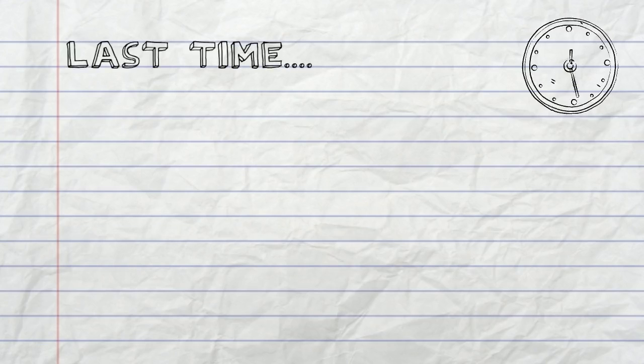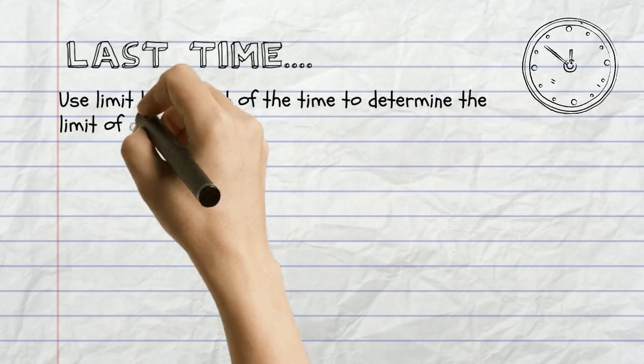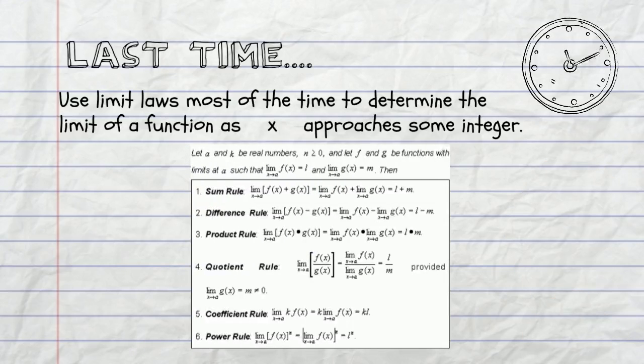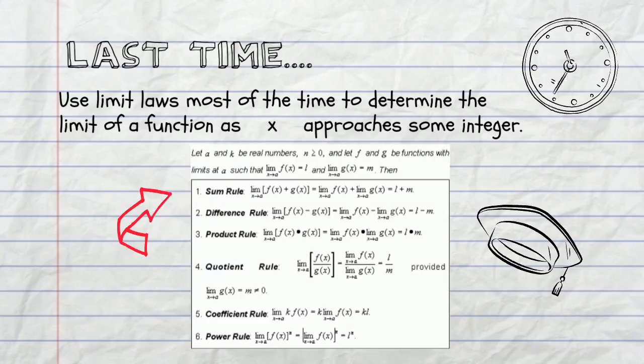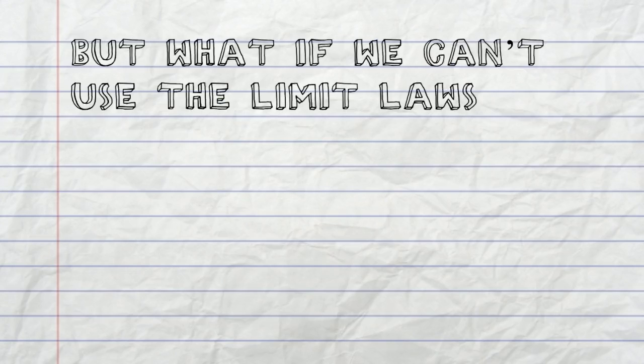So last time we saw how we can use the limit laws to determine the limit of a function as x approaches a value. For example, with the sum rule, we simply derive the limit of each component and add them together. But what if we're given a function where we can't use the limit laws?